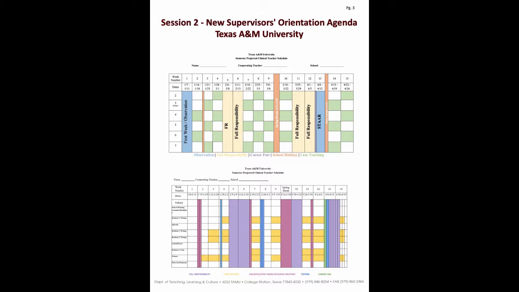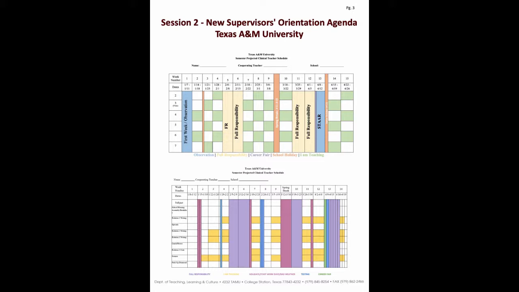Notice the dates across the top of each chart. Notice that subjects are listed down the left side of one chart, while class periods are listed on the other chart. Both charts are shaded in to indicate the subjects or blocks of time where the clinical teacher will be responsible for lesson plans and instruction. A color-coded key is at the bottom of each projected schedule to represent subjects or periods taught, as well as full responsibility days, staff development days, holidays, district testing days, career fair, etc.